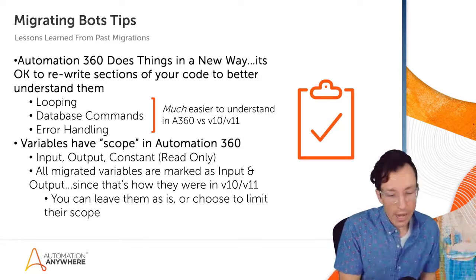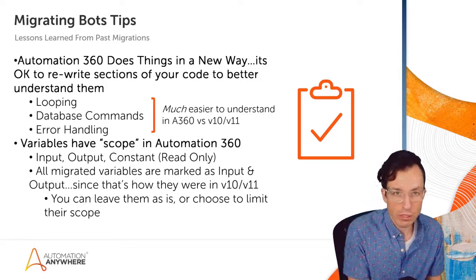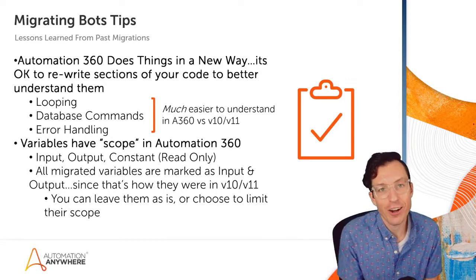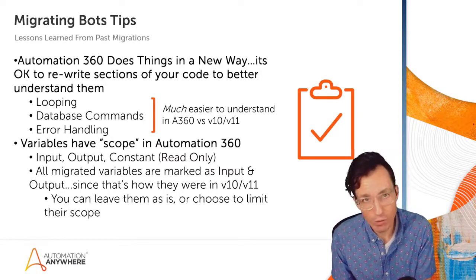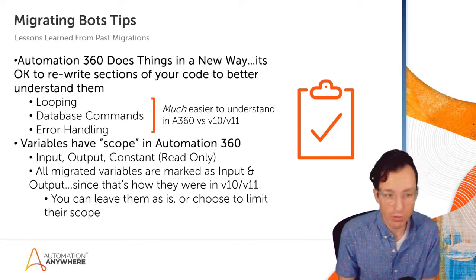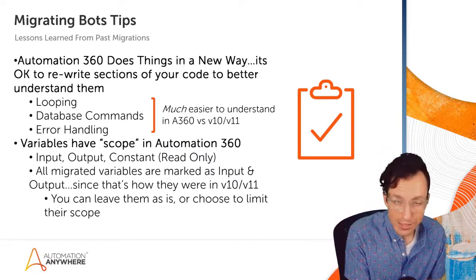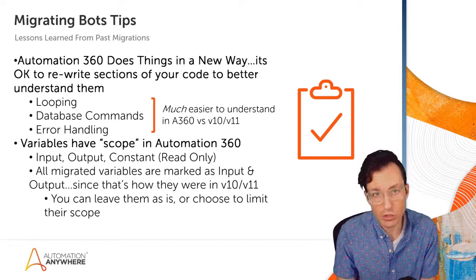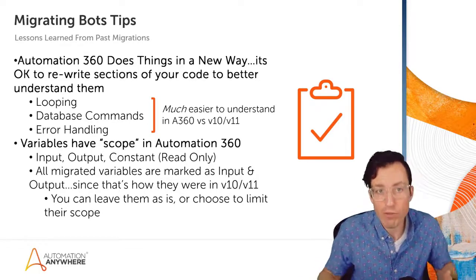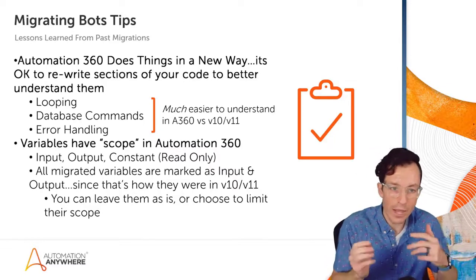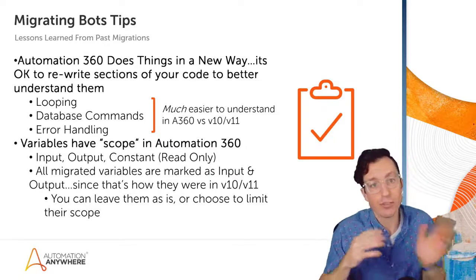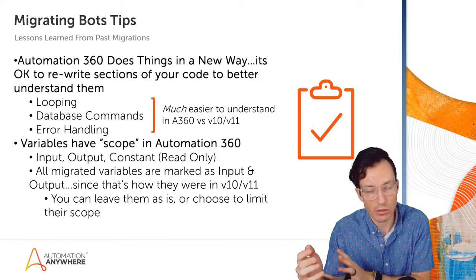And when I'm converting my bots from version 11 to Automation 360 format, everything is marked as an input and an output because that's how they were in version 10 and version 11. You can leave them as is, or you can choose to limit their scope. Just make sure you're reviewing that and testing it as you go through and do so. More or less, this is just a tip for as you're starting to create new bots in Automation 360.